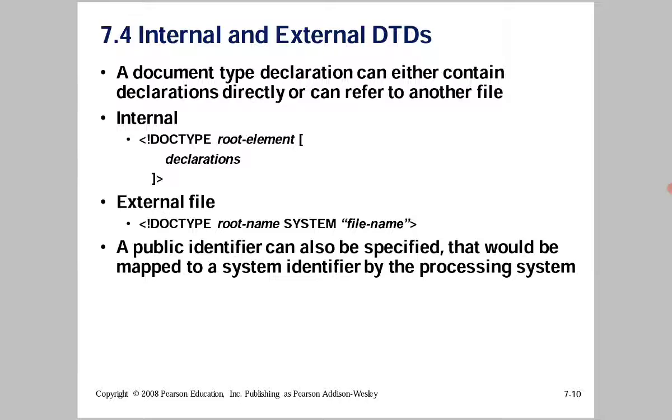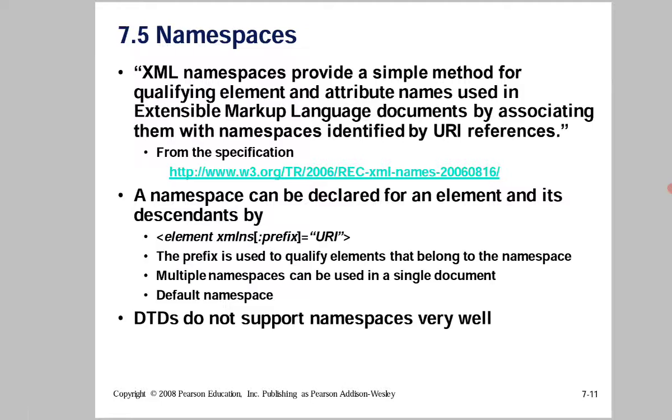So basically there are two types of DTDs. One is internal and the second one is external. By using DTDs, or these types of declarations, we may define or call some XML files. A public identifier can also be specified, that would be mapping to a system identifier.